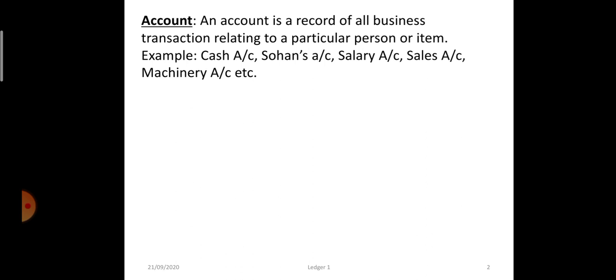So account, which we had already discussed in chapter 2, is a summarized record of transactions relating to a particular head, or we can say that an account is a record of all business transactions relating to a particular person or item. Person can be Ram, Sham, the owner's account, capital. Items like asset account, purchases, sales, salary, rent. So relating to those particular items or persons, all the transactions will be recorded at one place, and that format will be known as account.